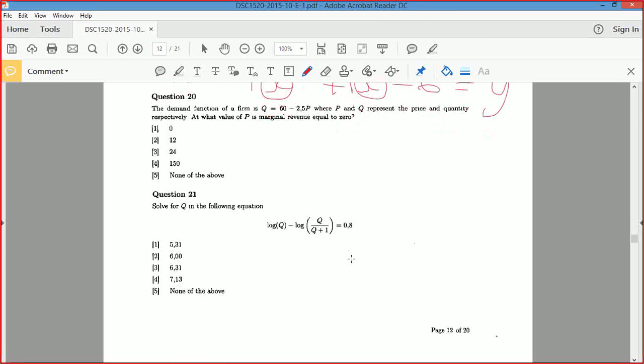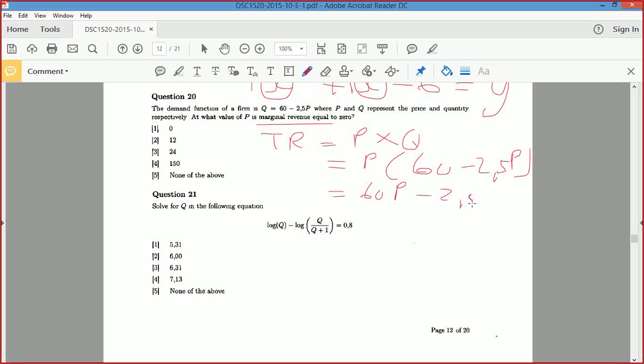Okay. Alright, question 20 is just asking about marginal revenue. As soon as you see that, you know you're going to be looking at derivatives. Okay, so I need total revenue first. Total revenue is price times quantity. Okay, so it's price times 60 minus 2.5p, which is 60p minus 2.5p squared. That gives me the total revenue. Okay, in order to get marginal revenue, what must I do? Find the derivative.